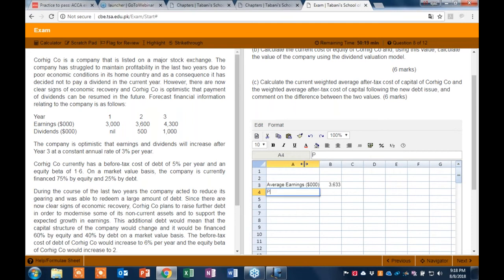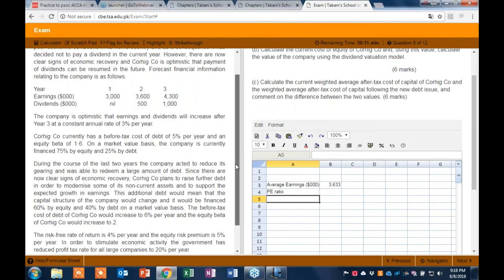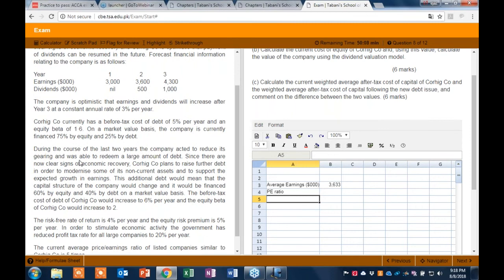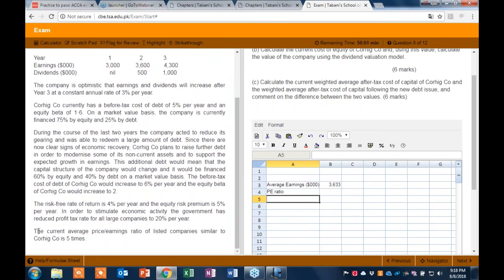So now what we need is a PE ratio of a similar size company. Let's find out in the question whether we have a PE ratio for this company. During the course of the last 2 years, the company acted to reduce its gearing, etc. Let's find out whether we have a PE ratio. Yeah, here we go. The current average PE ratio of listed companies similar to Corhig is 5 times. So the average PE ratio of similar companies is 5 times.